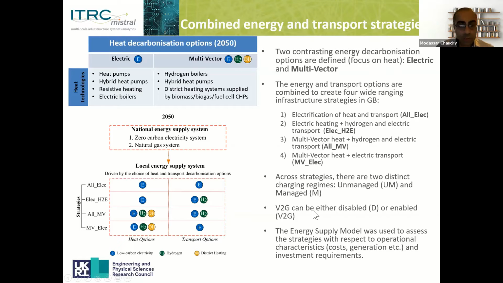Now, across all these strategies, we apply managed and unmanaged charging, and we can enable vehicle-to-grid supplies as well. So the energy supply model was used to explore the impact of decarbonising heat and transport on the GB energy system operation. So let me go through a few selected results.